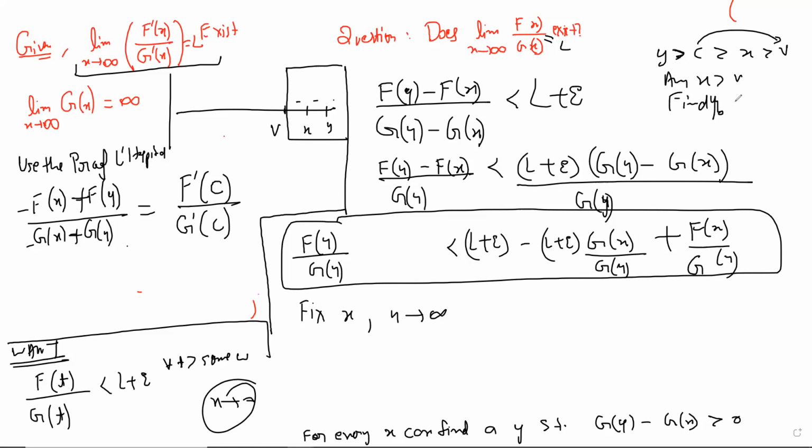Find a y naught, so that for all y bigger than y naught, this is true, and this we know we can arrange. So this is not just true for some y, remember. We can find a y naught such that this holds for all y bigger than y naught. That is important, for all y, then only we can take y to infinity.